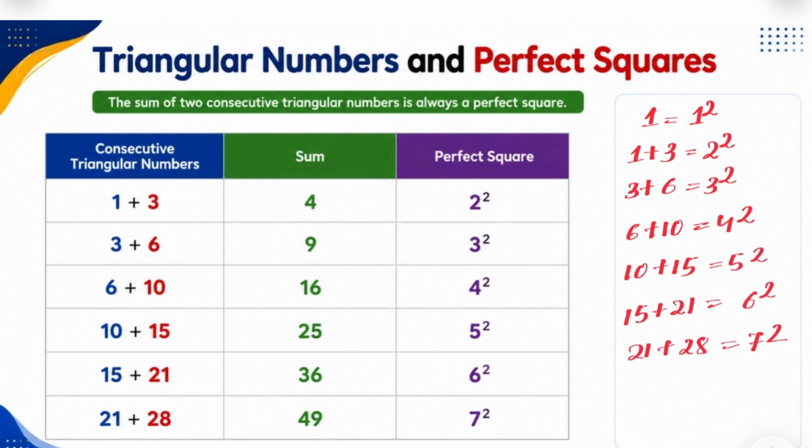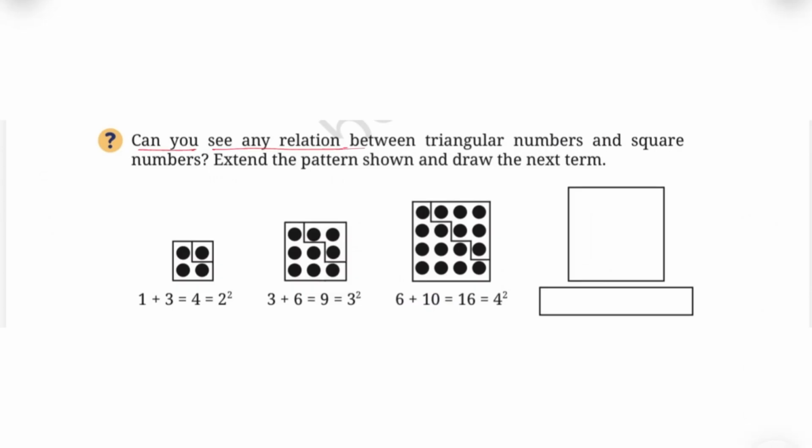From this, we can conclude that the sum of two consecutive triangular numbers always gives a perfect square. Here is a question. Can you see any relation between triangular numbers and square numbers? Yes. If we add any two consecutive triangular numbers, we will get a perfect square. Next, it is asked to extend the pattern.